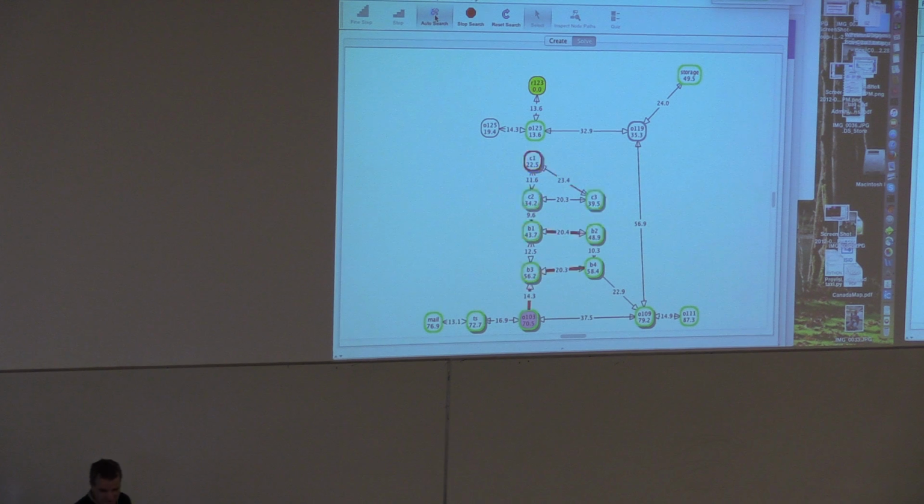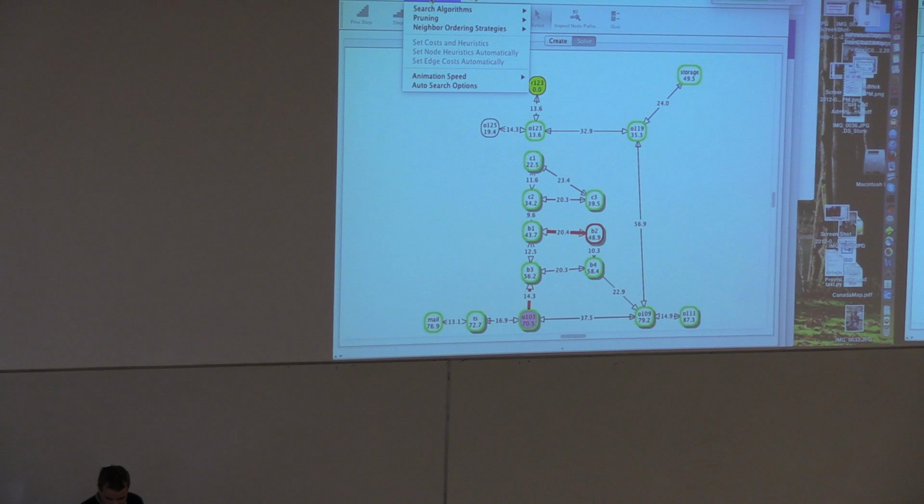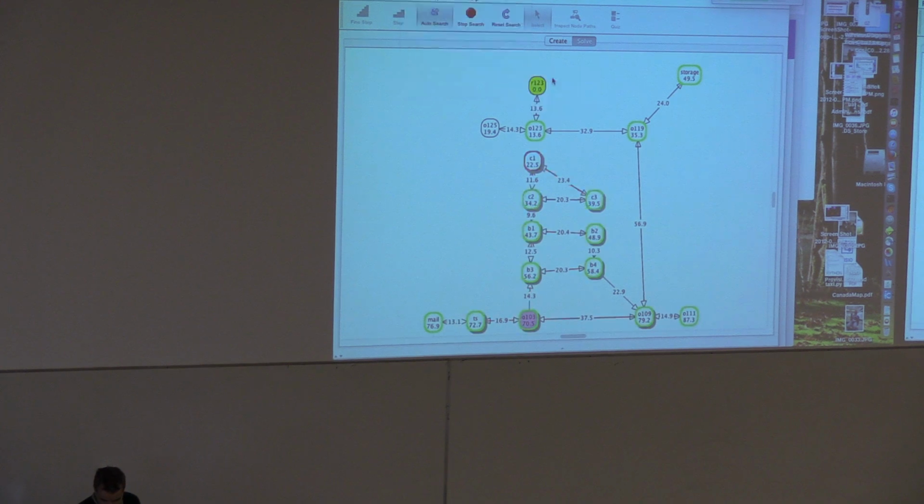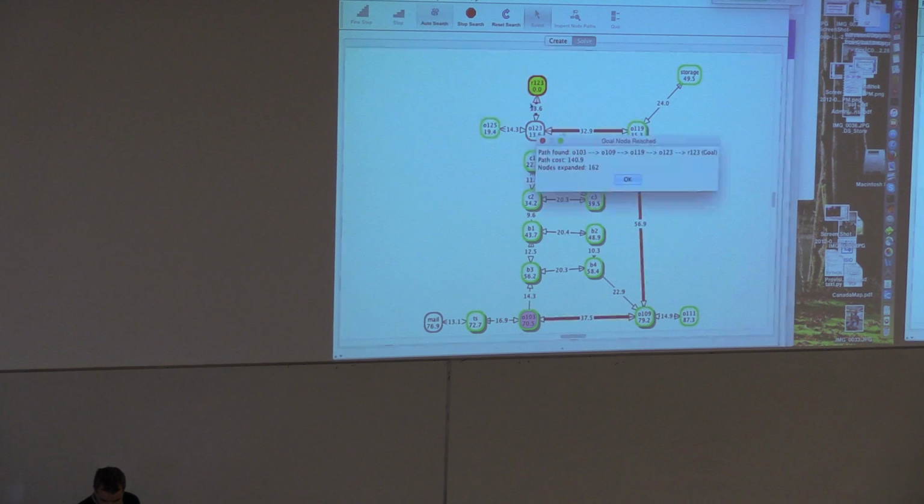Because all these paths in here look good, right? All these paths going backwards and forwards look good because the path length hasn't increased that much. I wonder if I can change this. All right. It did it with 162, right? 162 nodes expanded.